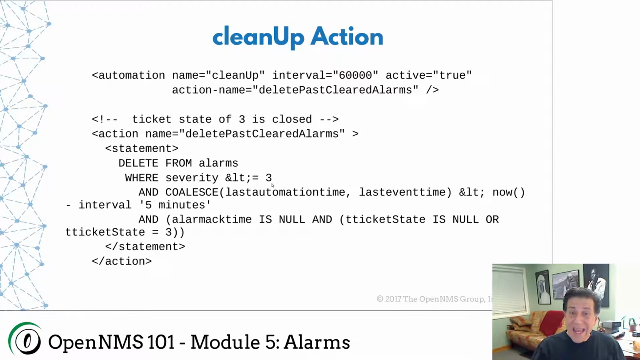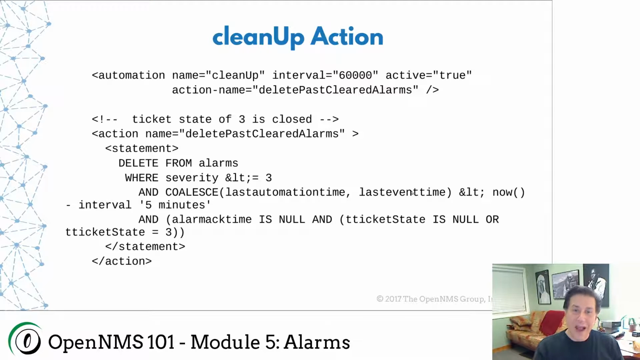So we want to delete any normal, cleared, or indeterminate events where the last time it was automated, or the last time an event happened, was 5 minutes ago. That's what the less than now minus interval of 5 minutes means. That basically says if we haven't touched this alarm in 5 minutes, delete it. However, this is the tricky part, we may not have done any automation. Like the UEI.foo alarm I created, the indeterminate alarm, we don't do any automations on that. So the last automation time will be null, but if the last event time, the last time it saw a UEI.foo, is greater than 5 minutes ago, it'll delete it. That way I can clean up my alarms. And you can change this. If you wanted this to be 1 day, you could change the interval to be 1 day, etc.